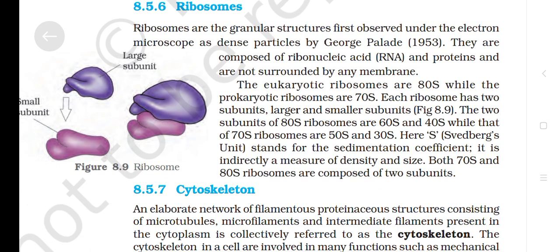8.5.6 Ribosomes. Ribosomes are the granular structures first observed under the electron microscope as dense particles by George Palade in 1953. They are composed of ribonucleic acid (RNA) and protein and are not surrounded by any membrane. The eukaryotic ribosomes are 80S while the prokaryotic ribosomes are 70S. Each ribosome has two subunits, a larger and a smaller subunit, figure 8.9. The two subunits of 80S ribosomes are 60S and 40S, while that of 70S ribosomes are 50S and 30S. Here, S stands for Svedberg's unit, the sedimentation coefficient. It is indirectly a measure of density and size. Both 70S and 80S ribosomes are composed of two subunits.